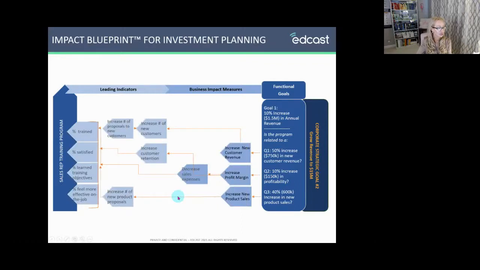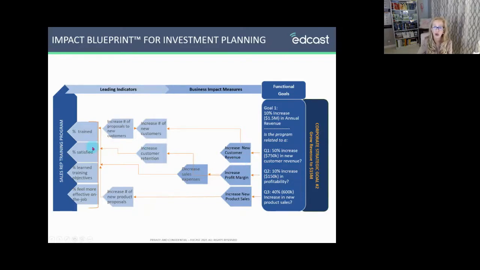Let's use the same example that we did before. If we know we want a $1.5 million increase in annual revenue, what needs to happen? We work with our stakeholders to decide what needs to happen. And that's how we create all these metrics that we have. These are the exact same metrics we had before, but now we're thinking of it from a more strategic perspective. So what business impact do we need? We build our map from the right to the left.